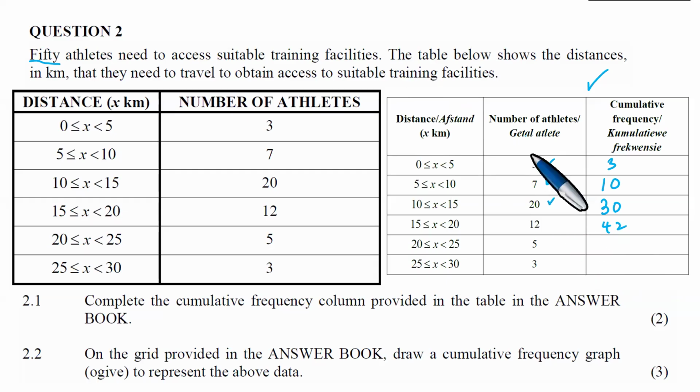Okay, my apologies, I can see your network is failing. You add 5: 42 plus 5, you get 47. And then you add 3: 47 plus 3 gives 50. So the cumulative frequency is going to be 50.